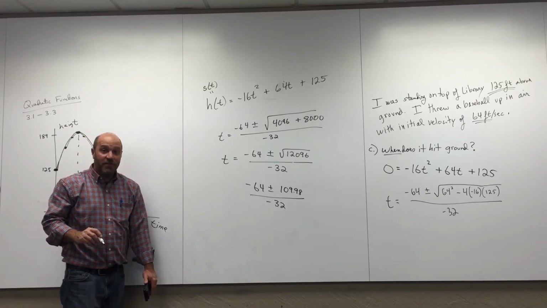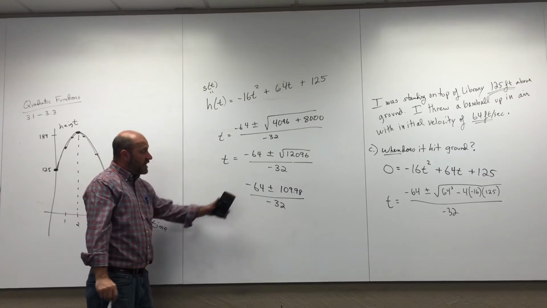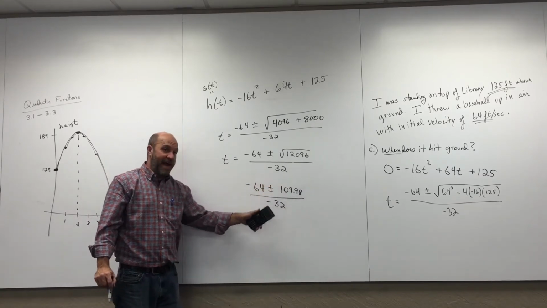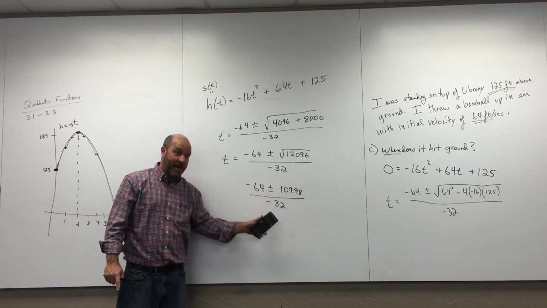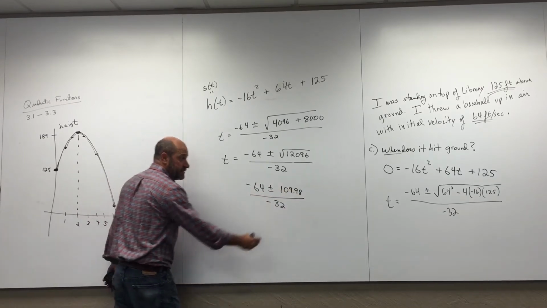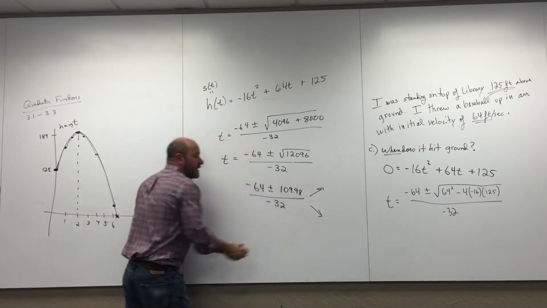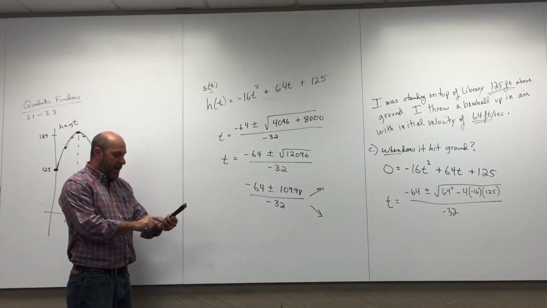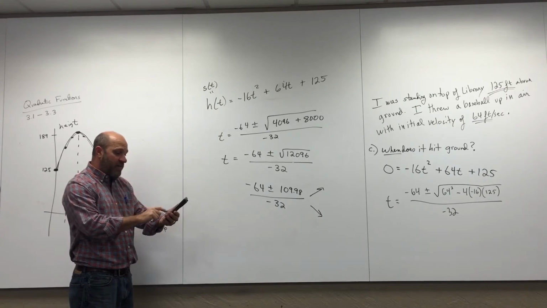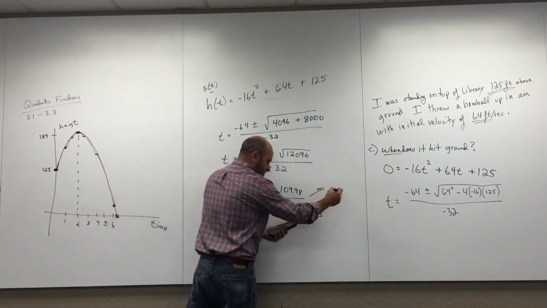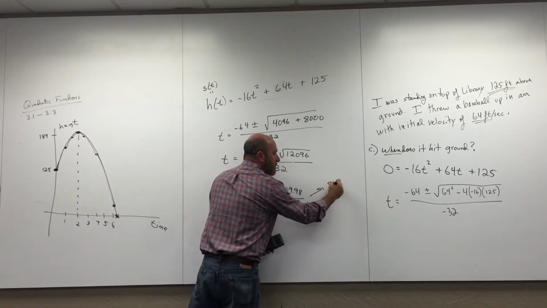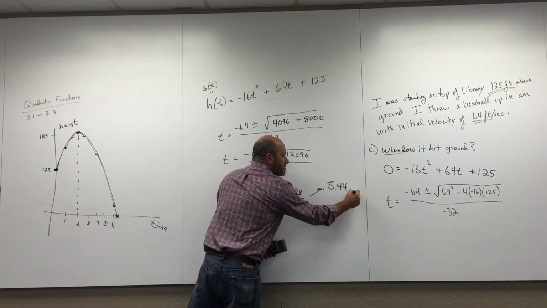Hey, we're almost done. There's 2 answers here. One of them is negative 64 plus that number divided by negative 32. The other one is negative 64 minus that number divided by negative 32. There's 2 answers, right, you guys? Yeah. Let me see. Negative 64 minus that number, and then, be careful. I'm going to hit enter, and then I'm going to divide the whole thing by negative 32. And I just got 5.44 seconds.